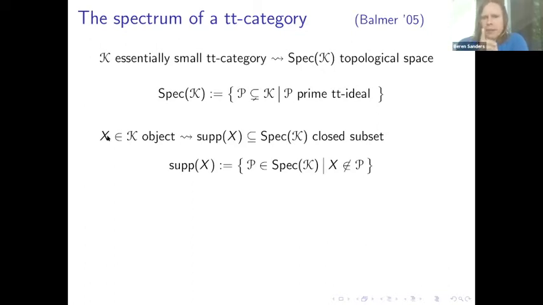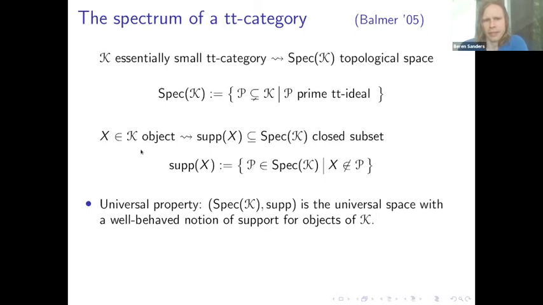But the conceptual way of thinking about this construction is that this space, the Balmer spectrum, equipped with this notion of support for the objects of K, is the universal such thing. So the Balmer spectrum satisfies a universal property. It's the universal space equipped with a well-behaved notion of support, well-behaved meaning a notion of support satisfying a number of natural axioms. And so this is one way you can conceptually think of the Balmer spectrum. It's giving you the universal notion of support for the objects of your essentially small tensor triangulated category.